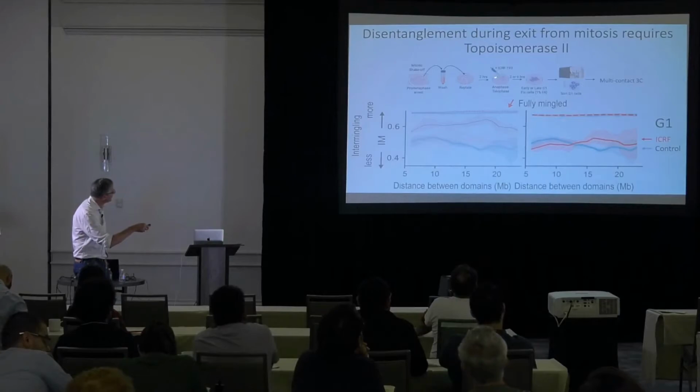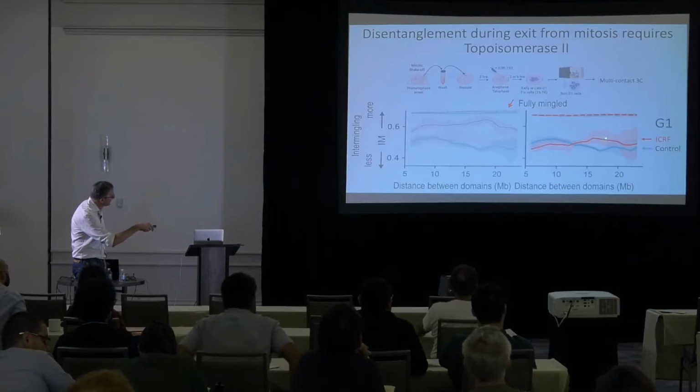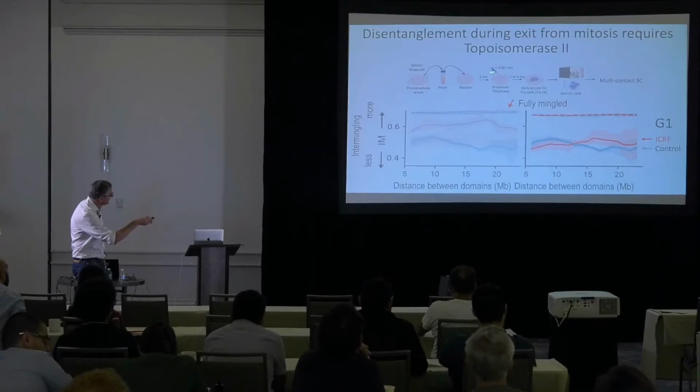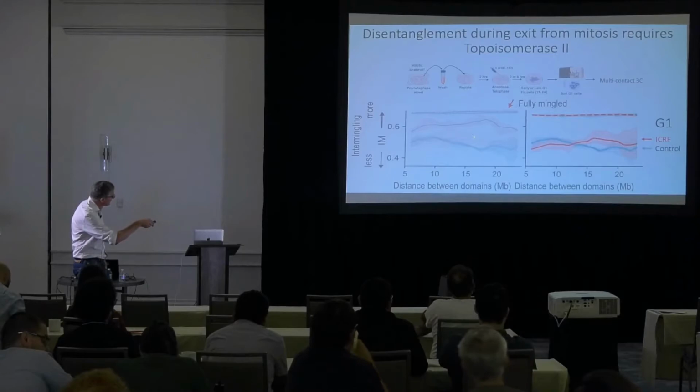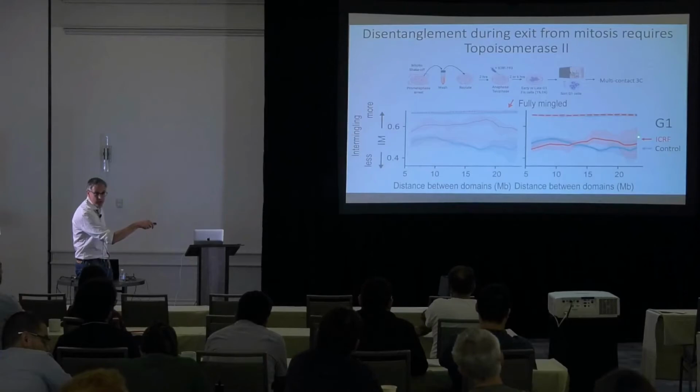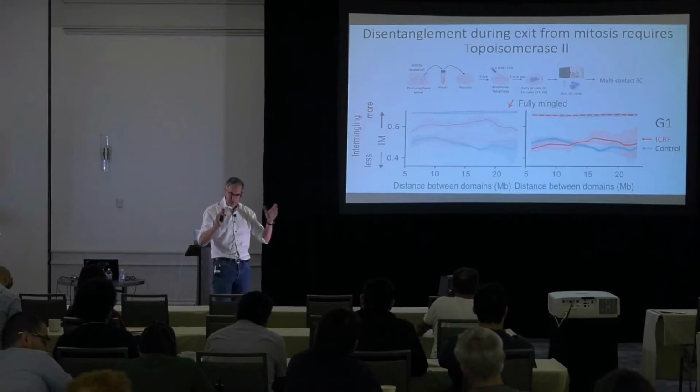If I add the topo II inhibitor, or Erica adds it, at anaphase-telophase, here's the red line when the cells are actually later in G1. It looks just like the telophase state. In other words, in the experiment where you start in mitosis, you have this level of mingling. By telophase, you have this level of mingling. Then you block topo II, you stay at that level, and you don't reach the G1 lower level of intermingling. So at least for that last step, we can experimentally show that the final drop in disentangling is topo II dependent.